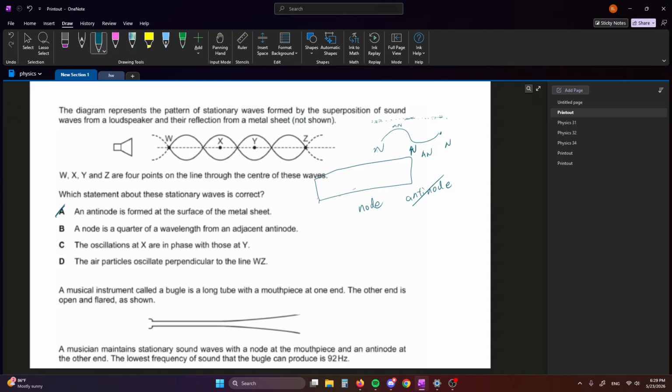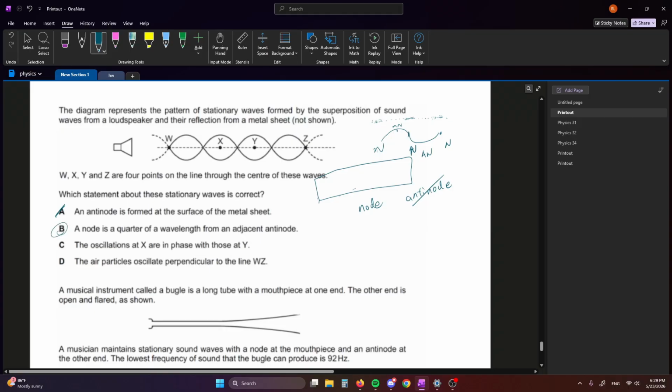Yes, I believe that is correct. If we look at this small diagram that I drew here, I drew one wavelength, and I labeled the nodes and antinodes. We can clearly see that if we split here in the middle, half of a wavelength, we have one node and node. And if we split it again, that's 1/4, and that's the distance between a node and an adjacent antinode. So this is most likely the correct answer.